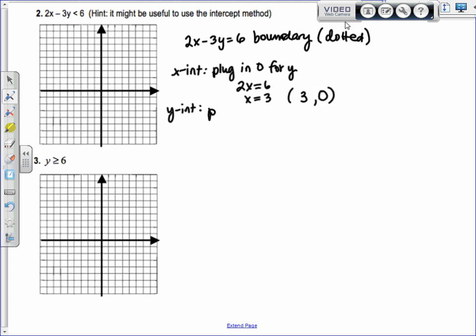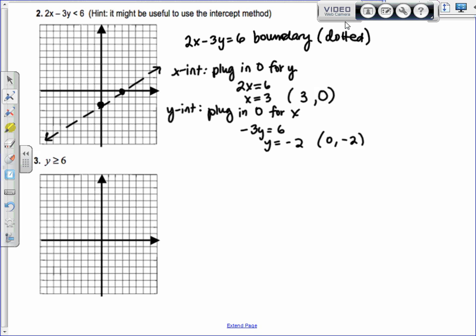The y-intercept, we plug in 0 for x. And you don't have to write these steps for x-intercept, y-intercept. You can do those in your head. It's really not hard to cover something up and think what the value is. If I'm plugging in 0 for x, that means I'm covering up the x part. So I have negative 3y equals 6, so y equals negative 2. I plugged in 0 for x, and I got negative 2 for y. So (0, -2). So I have (3, 0) and (0, -2). It's dotted.